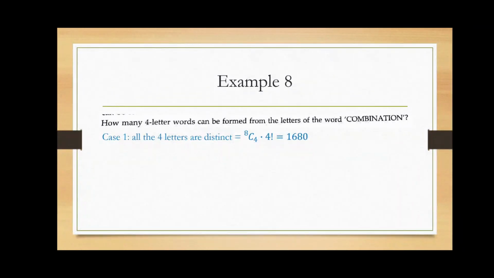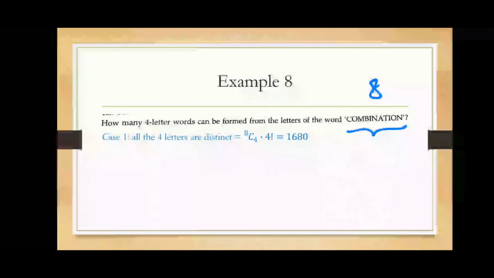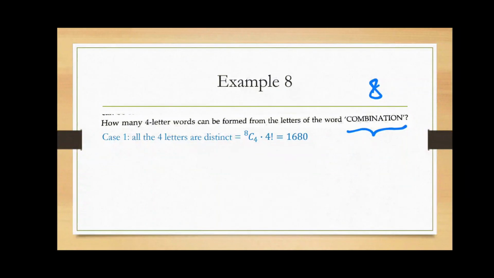If all the 4 letters are distinct, then how many ways can I make 4-letter words? See, how many distinct letters are there? First of all, if you just see, there are 8 distinct letters: C, O, M, B, I, N, A, and T. So there are 8 distinct letters.